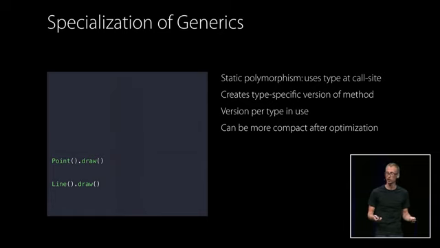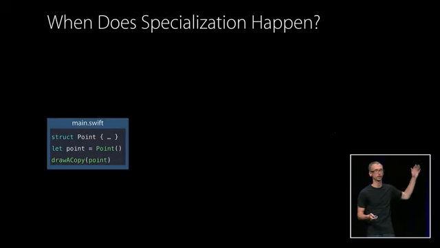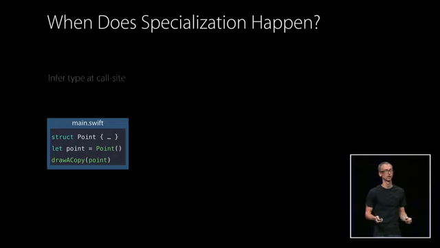Okay, so we've seen how specialization works, but one question to ask is, when does it happen? Well, let's take a look at a very small example. So we define a point, and then create a local variable of that type point, initialize it to a point, and then pass that point as an argument to the drawCopy function. Now, in order to specialize this code, Swift needs to be able to infer the type at this call site. It can do that because it can look at that local variable, walk back to its initialization, and see that it has been initialized to a point.